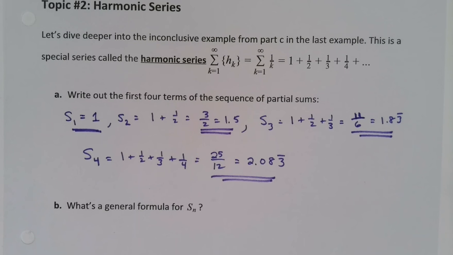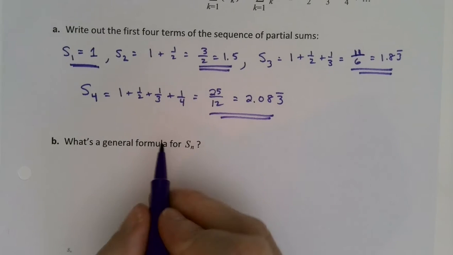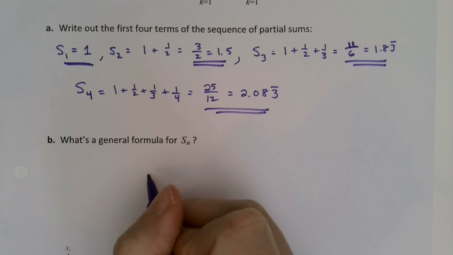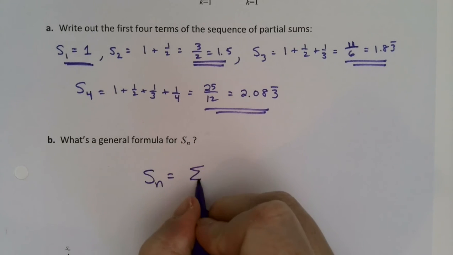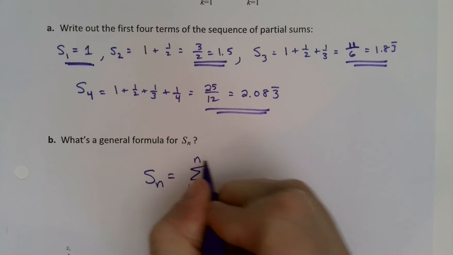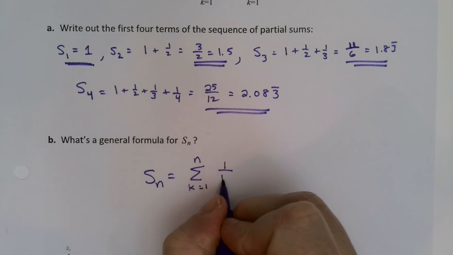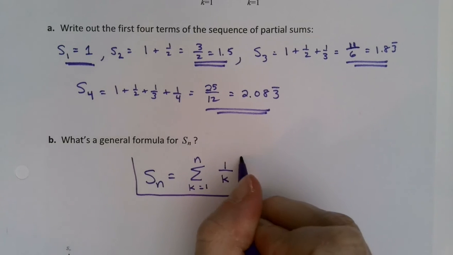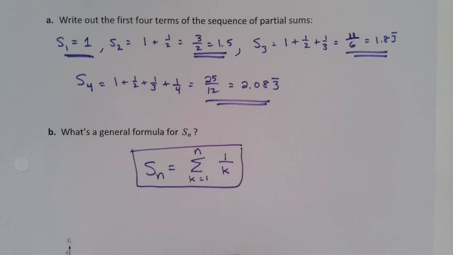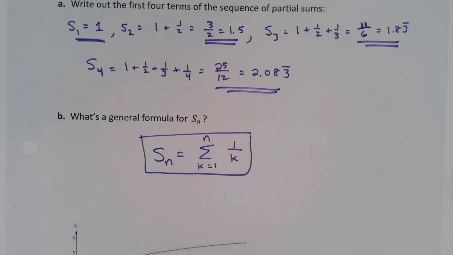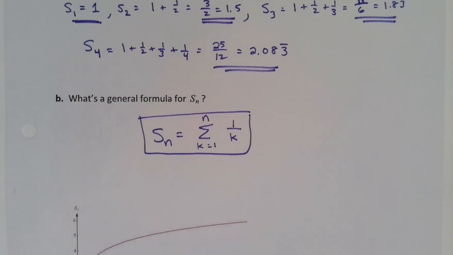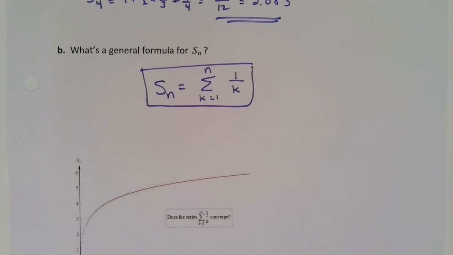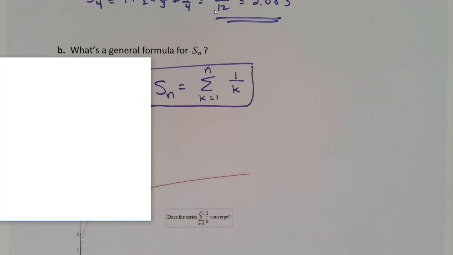So now we want a general formula for that partial sum. We don't have to get too fancy about it. It would just be the sum from k equals 1 to n of 1 over k. All right, so then what if we graphed this? I don't think this is super useful. I got this from the book, but let me show you that graph in Desmos real quick. And I'll post this for you all.